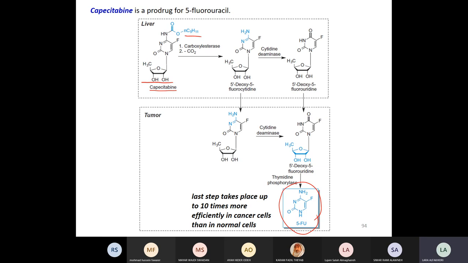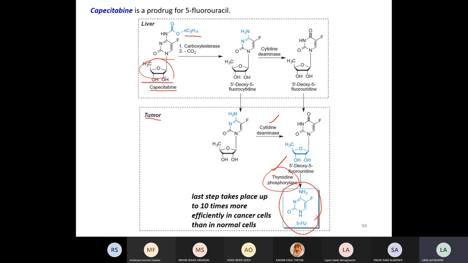Okay. Now, such a design also, why, for example, did they change the uracil group into cytosine and attach this part in here that can be removed by thymidine phosphorylase? This was based on studies that showed that at that time, in tumor cells, cytidine deaminase and in particular thymidine phosphorylase are actually upregulated in cancerous cells. Okay, and this drug needs these enzymes to eventually be converted into 5-fluorouracil.